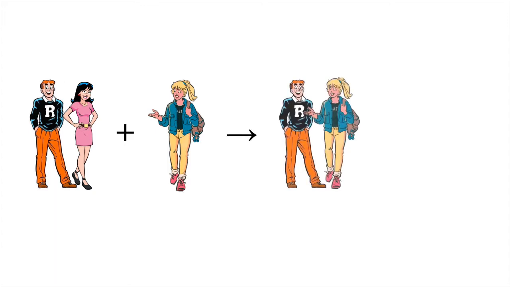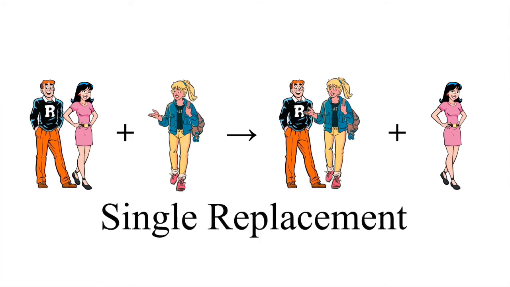On the day of the school dance, Archie and Veronica decided to go together again, and there they meet up with Betty. And during the interactions at the dance, Archie ends up with Betty while Veronica ends up on her own. This is known as single replacement. You are replacing one substance with another.